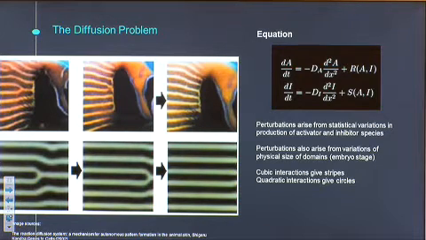So the perturbations in the system come up from statistical variations. And the production of activator and inhibitor species have different forms of interactions which determine the kind of patterns that get generated. So if there are cubic interactions, we get stripe formations, and for quadratic interactions, we get circular patterns.